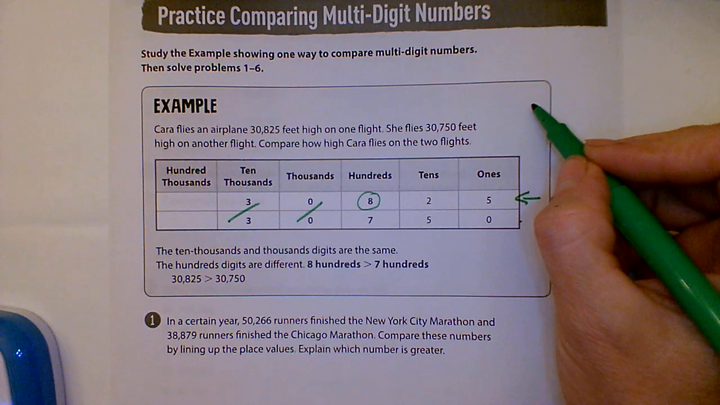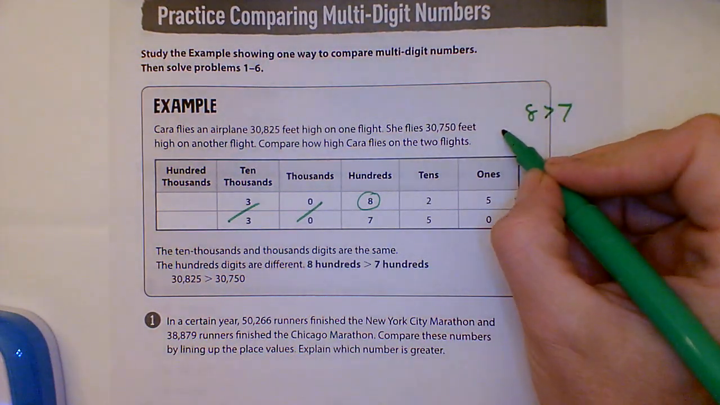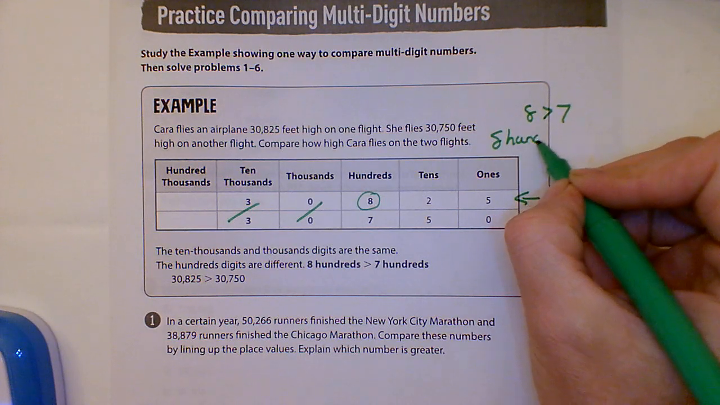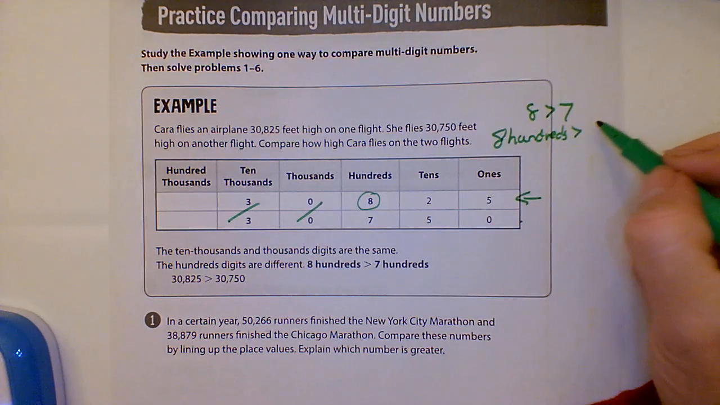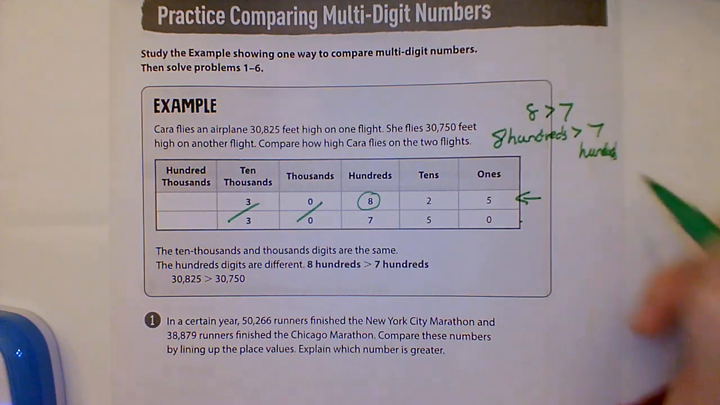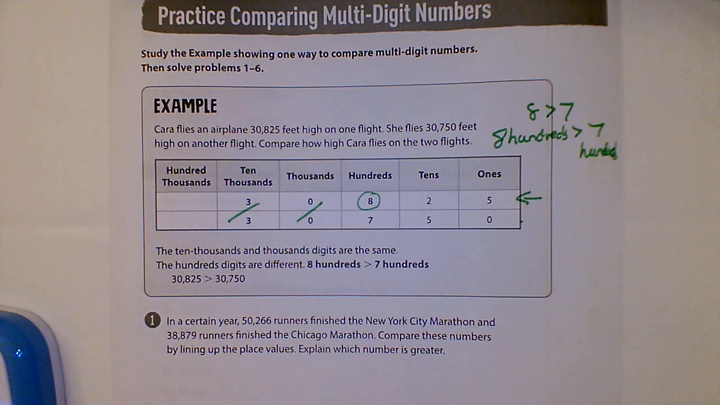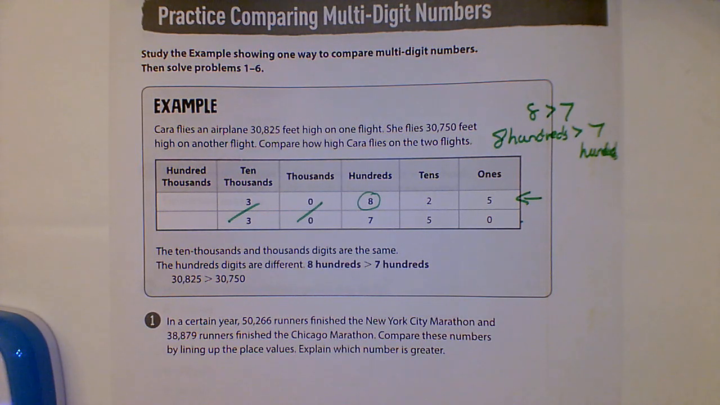So again, 8 is greater than 7, but that's just for us. What we really know is that 8 hundreds is greater than 7 hundreds. I'm running out of room, sorry guys, I was used to using those wider pages. Which means that this whole number is going to be larger than this whole number.